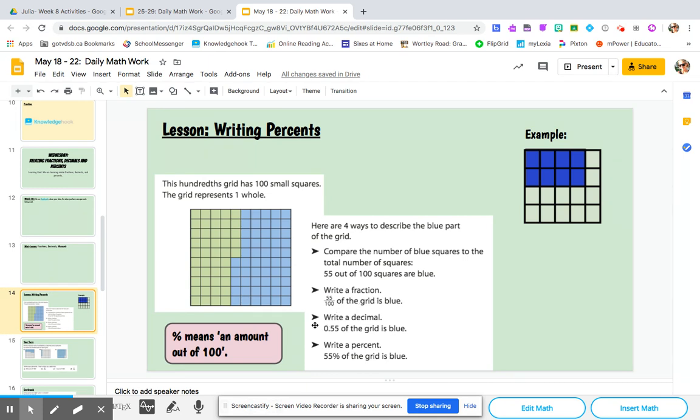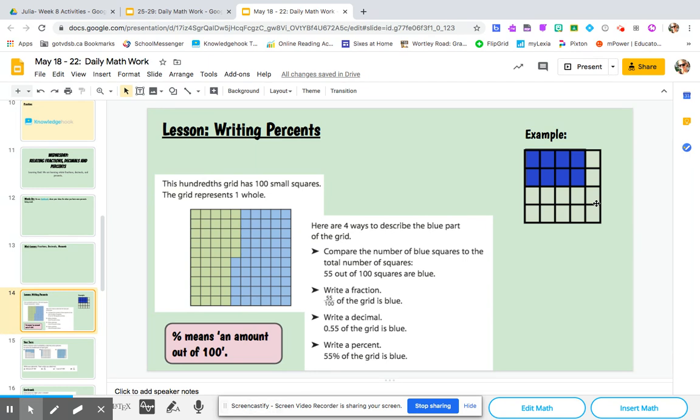We can say this as a decimal, and you got good at this yesterday, saying 55 hundredths of the grid is blue. And then finally, the new part today is the last part here, saying we could say 55% of the grid is blue. Why percent? Because that simply means an amount out of 100. So hopefully that makes good sense today, and it seems really easy. It is really easy.